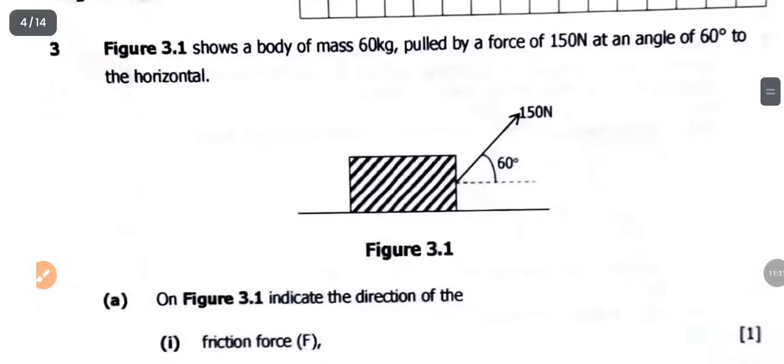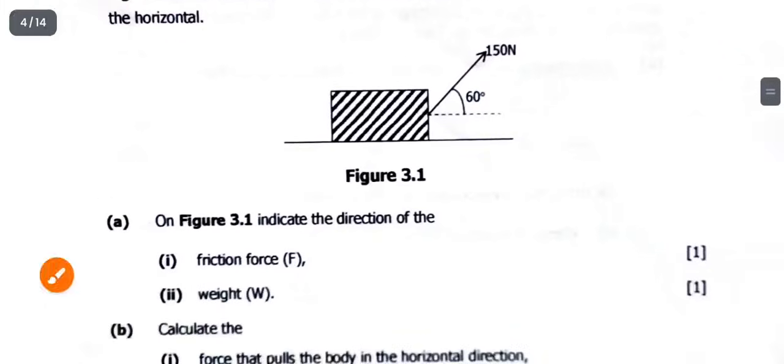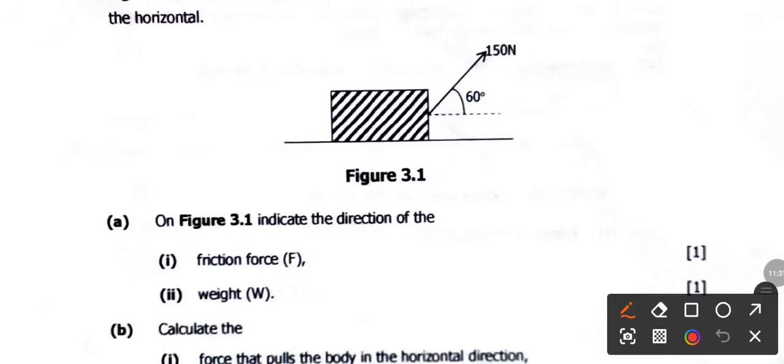Alright, question 3. Figure 3.1 shows a body of mass pulled by a force of 150 Newton at an angle of 60 degrees to the horizontal. A says, on figure 3.1, indicate the direction. Number 1, the direction of friction force. Remember, the body is going this side, and we know that friction force always acts in a direction that opposes the motion of the body. So it will be in this direction here. So this will be the direction of friction.